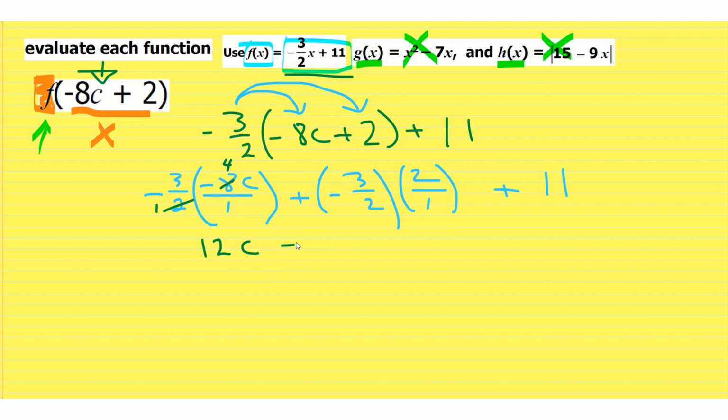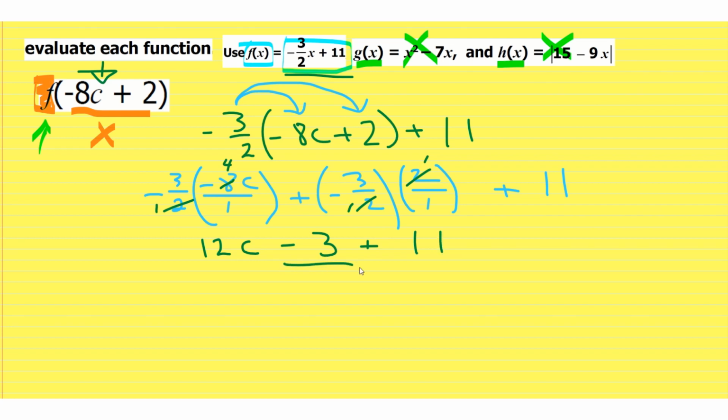Then I'm going to do plus, well, actually, let's consider this. Negative 3/2 times 2 over 1, so I can cancel out the 2's. They both turn into 1's. And negative 3 times 1 means negative 3. Again, 1 times 1 in the denominator, I do not need it to be visible. It can be invisible. And then I put my plus 11 here.